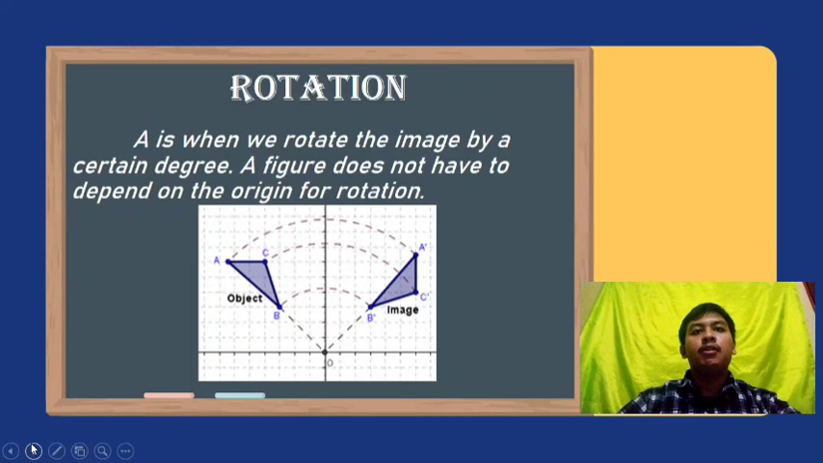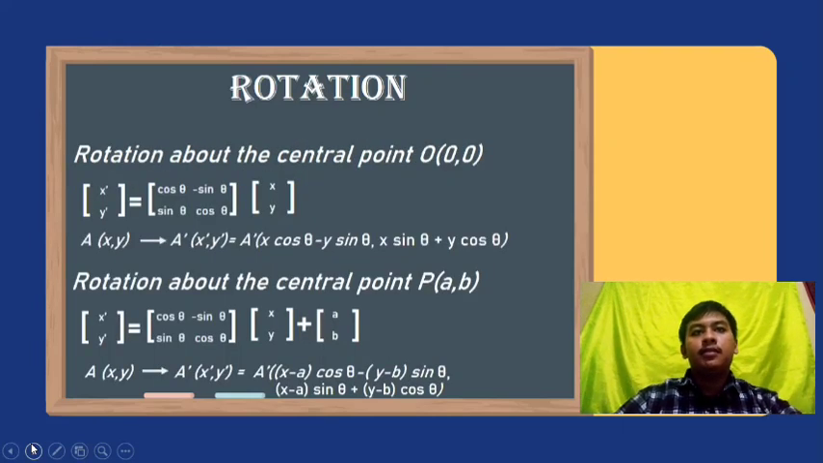Next, we go to the formula of rotation. Rotation has two formulas. The first is rotation about the central point. In rotation, we use trigonometry identities, cosine and sine. So in the central point, the new position of the A' point is (x cos theta minus y sin theta, x sin theta plus y cos theta).